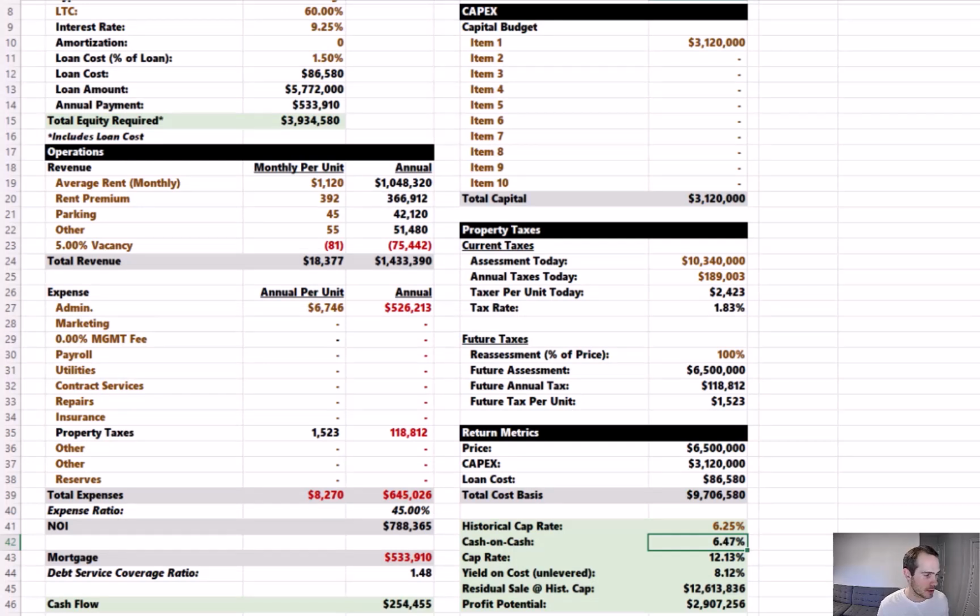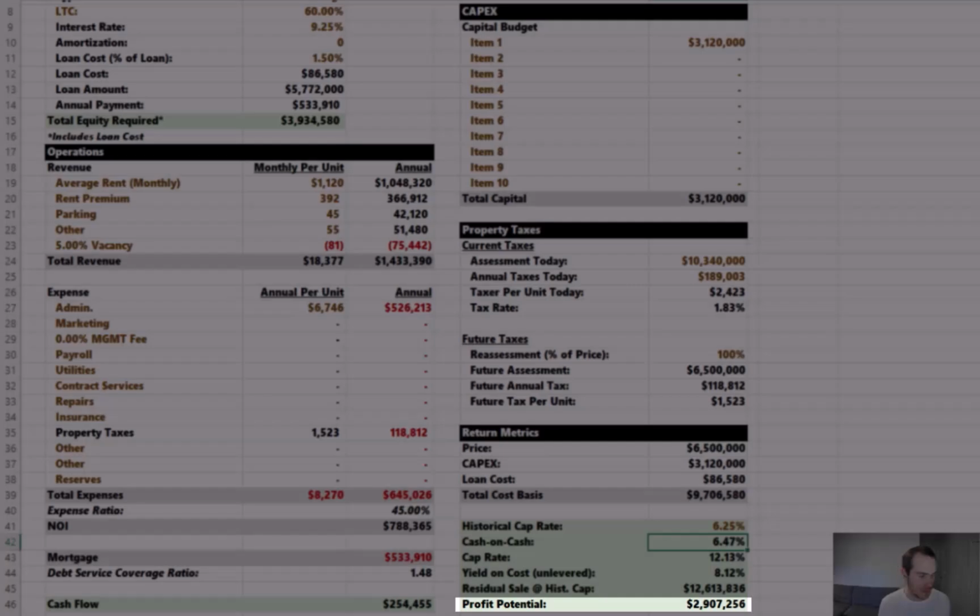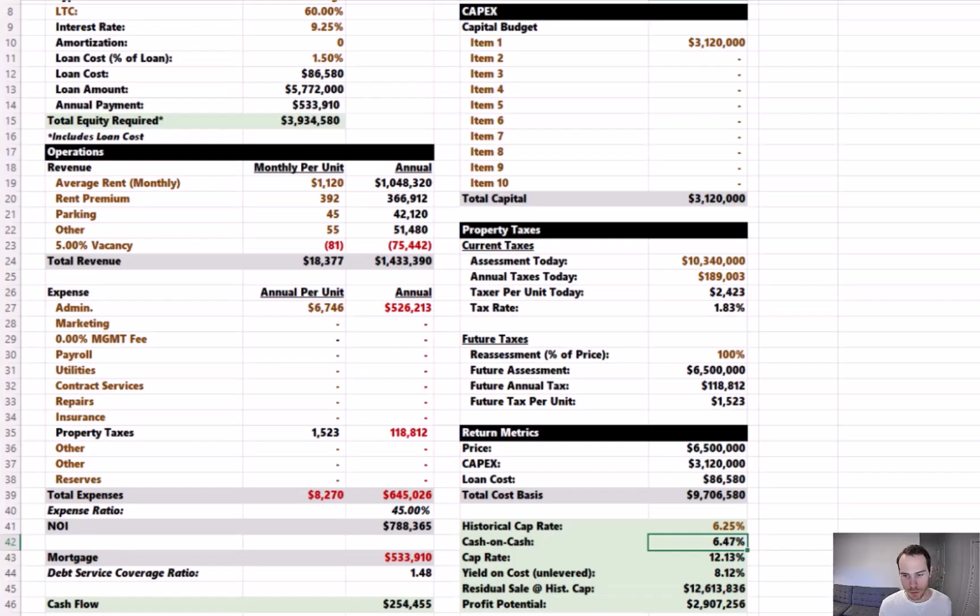There's a nice spread here between the yield on cost and the cap rate we could potentially sell this for once we fix up the property and stabilize it. The larger the spread between the yield on cost and the cap rate that this deal would likely sell for in the marketplace, the more profit potential there is. From strictly a dollars standpoint, that profit potential is just shy of $3 million. So it's clear that if we can execute this redevelopment business plan, it could be wildly successful.